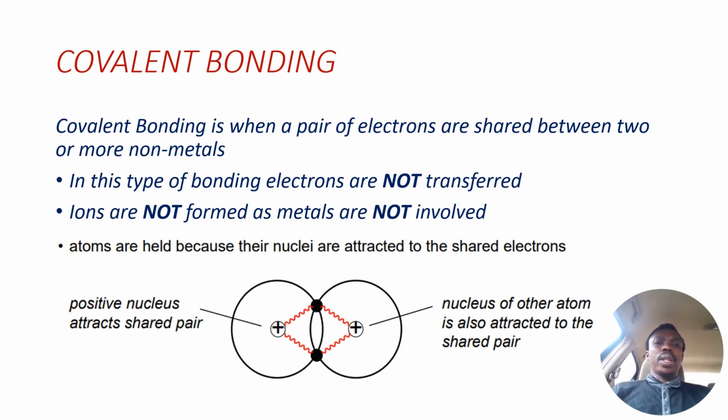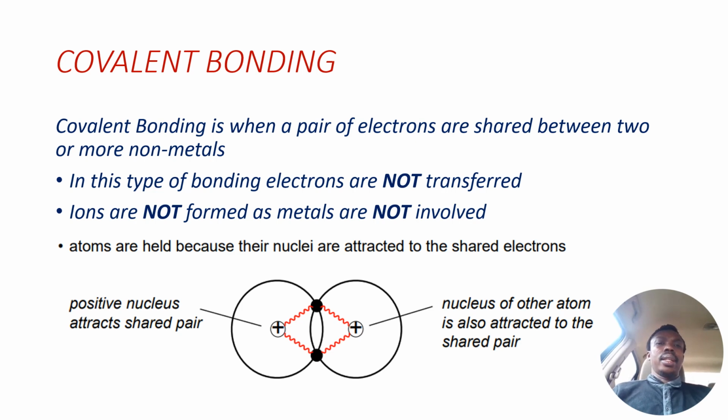So in this type of bonding, electrons are not transferred. Ions are not formed as metals are not involved. So it has to do with non-metals. When you talk about ionic bonding, it has to do with transfer of electrons from a metal to a non-metal. But in covalent bonding, we are talking about sharing of electrons between non-metals so that each of the atoms will attain their noble gas configuration.